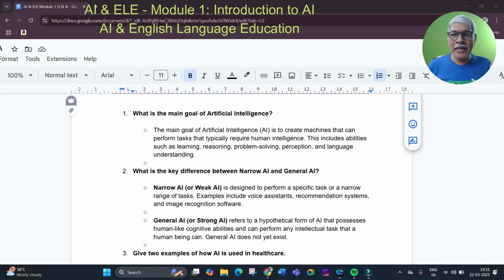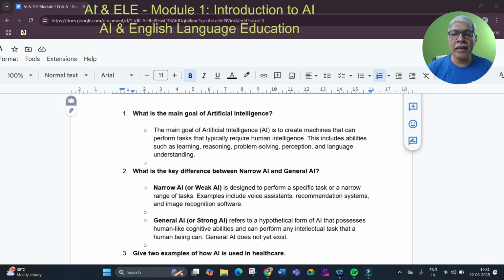Hello everybody. Today we are going to discuss some questions from Module 1, Introduction to AI. AI and ELE, Module 1, short answer questions. So please look into these questions very carefully. You could also take photos if you require.